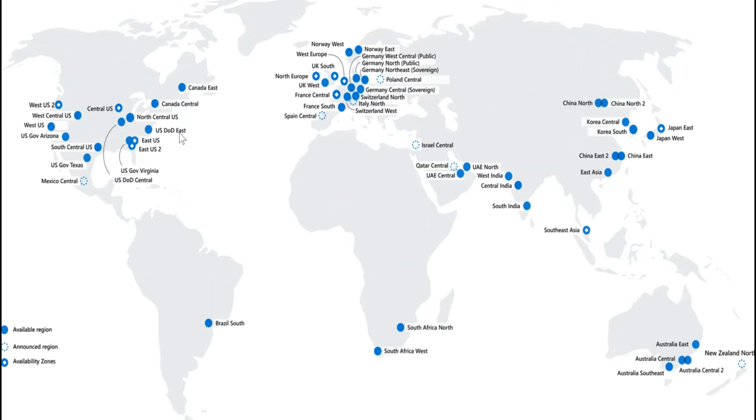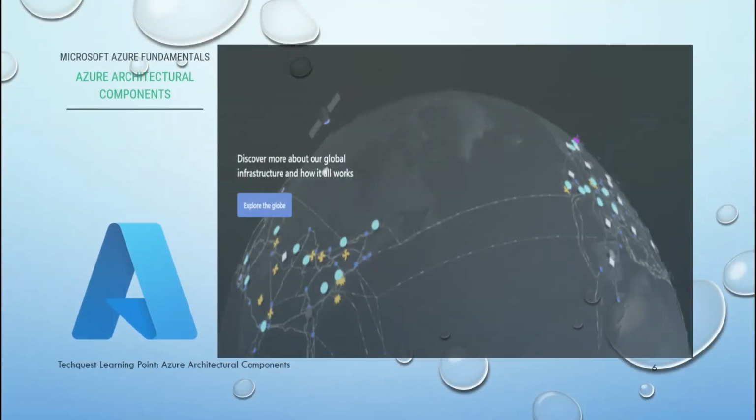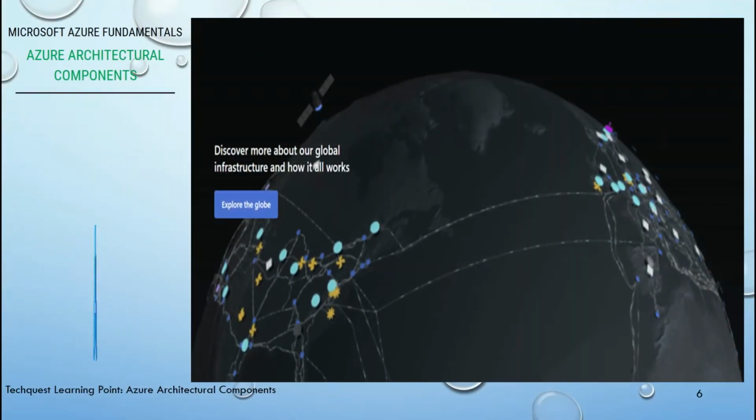In the Asia Pacific geography, two regions are available. Region 1 is East Asia located at Hong Kong, and Region 2 is Southeast Asia located at Singapore. Each region contains three availability zones. Some services or VM features, such as specific VM sizes or storage types, are only available in certain regions. If anyone wants to use these services, those particular regions must be selected.